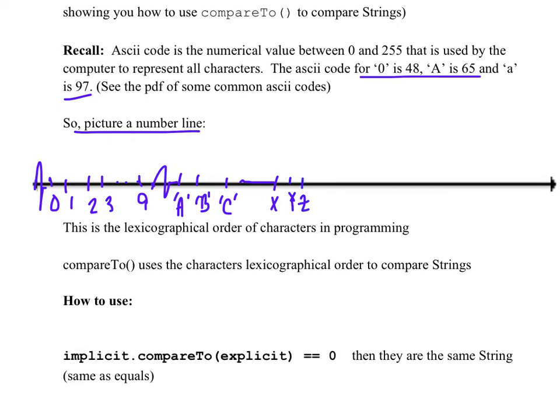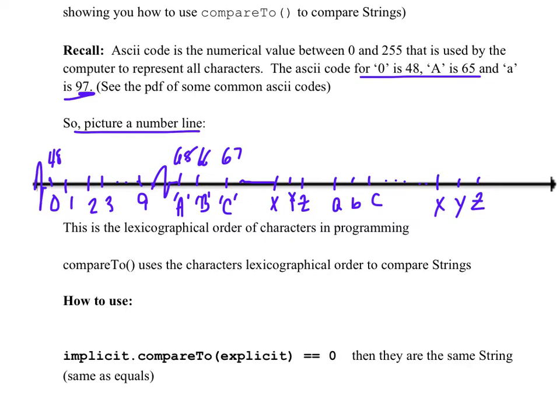Then you have a couple more, not much, and you get to the lowercase. Lowercase a is 97. This A right here was 65, 66, 67. 0 was 48, so there's a little bit before that. And then we have A, B, C, and moving along, X, Y, and Z, little x, little y, and little z.